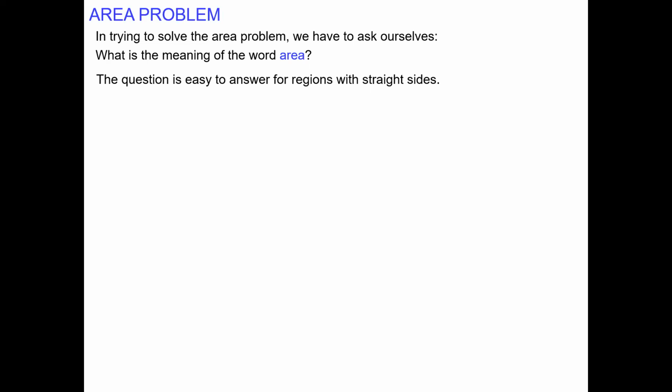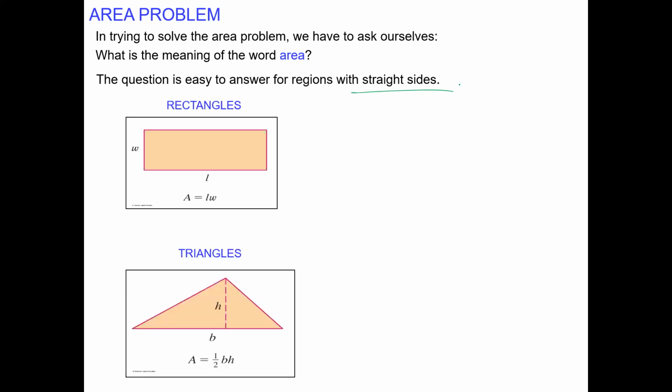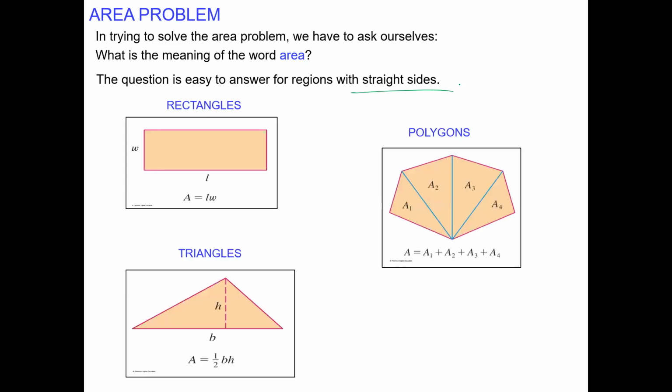The area problem is not a problem if all of the sides are straight. Let's see, rectangles, triangles, polygons. All of the sides are straight. We know the area of the rectangle, length times width, triangle, 1/2 base times height. Any polygon I can divide into triangles and find the area of each of them. That means that's not a problem.